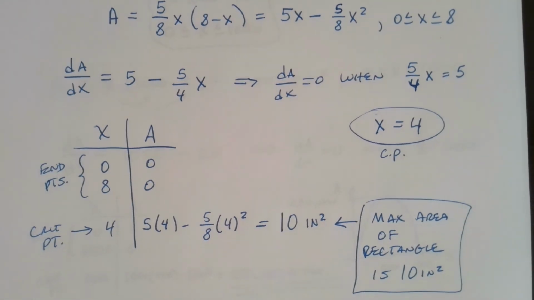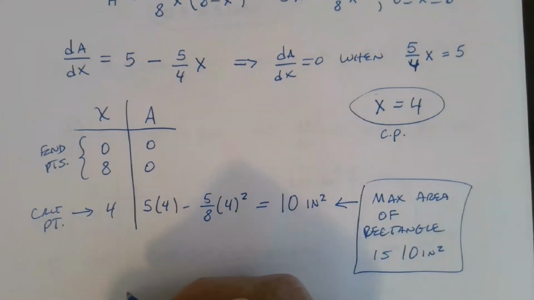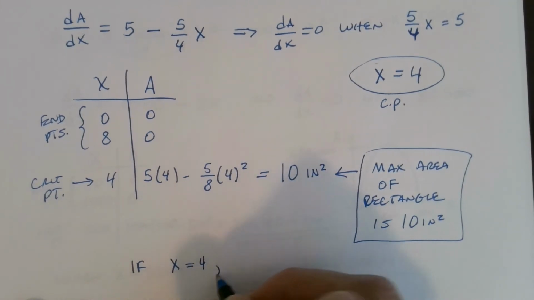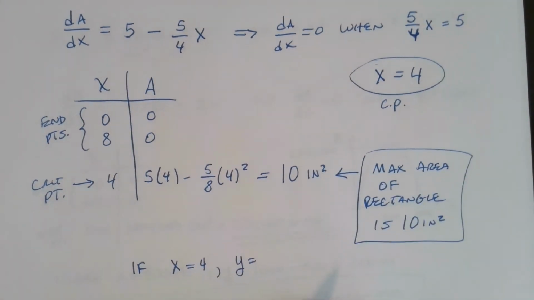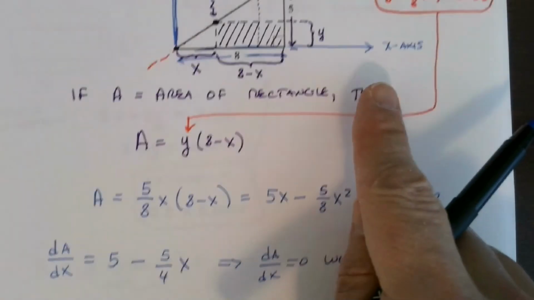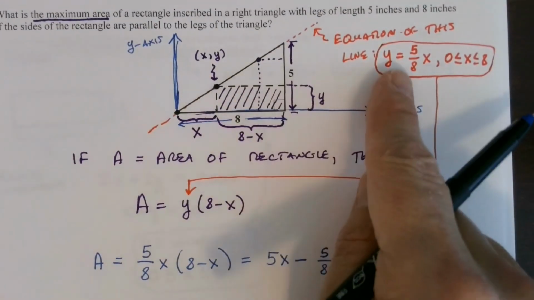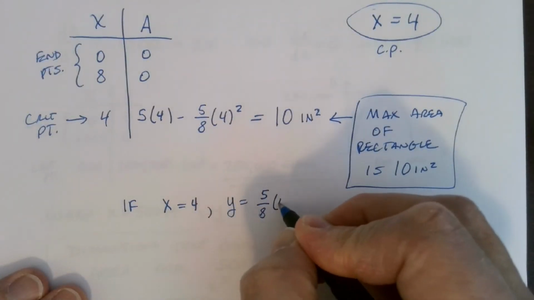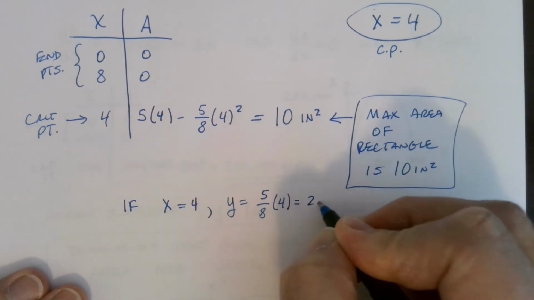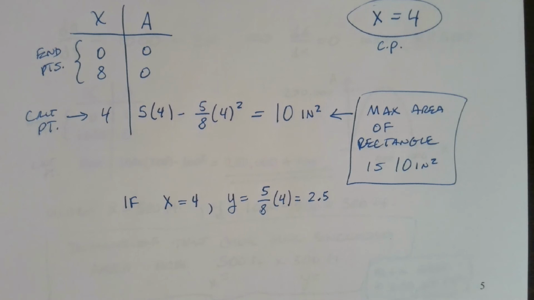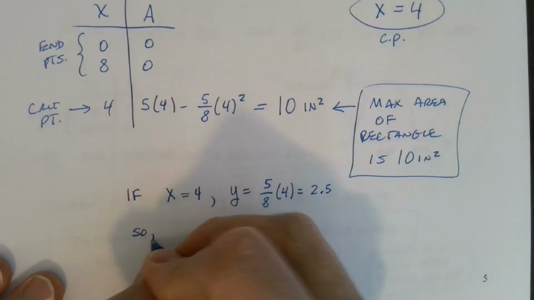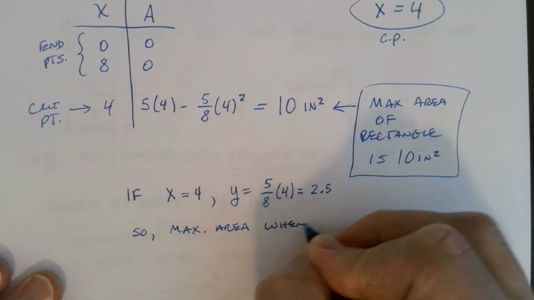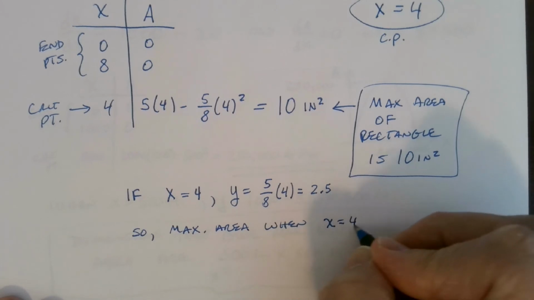Let's just go ahead and give the dimensions. That wasn't part of the question. We know this occurs when x was 4. So if x is 4, what's the y value? Remember, the relationship between x and y is up here on this line. If x is 4, y is 5/8 of 4, which is 2.5. And so the max area is when x is 4 inches and y is 2.5 inches.